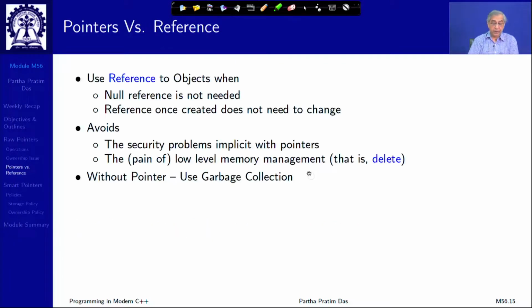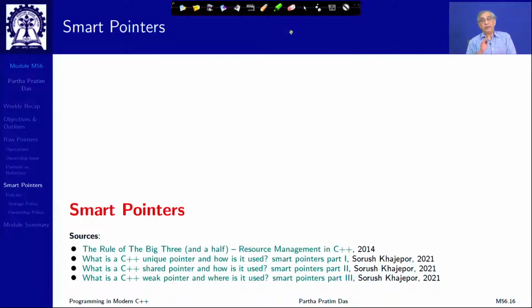If we compare reference and pointer from that perspective, we can use a reference when a null reference is not really required. But in many places you cannot use a reference to build a link, and once created, it does not need to change. That is the reason you cannot build a linked data structure with references; it has to be a pointer. So these are some of the problems with the pointers that we have.